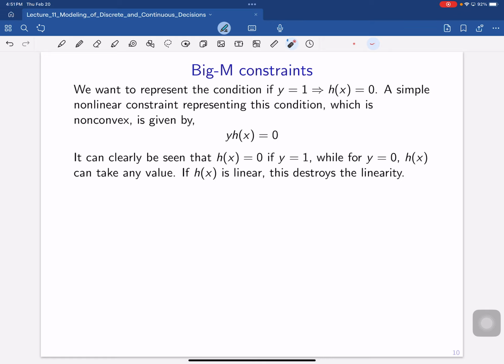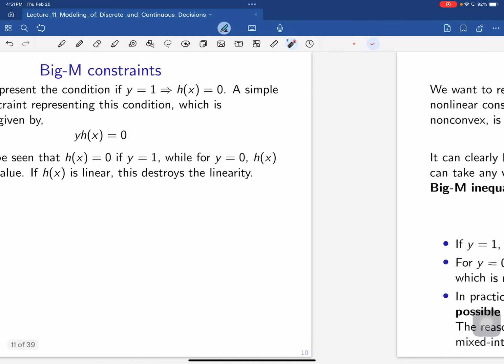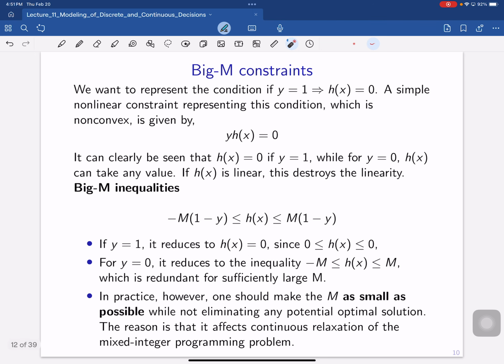Then you may ask, what would be the alternative way of formulating this problem? So that's why we need something called big M inequalities. Here, you can think about M as a very large number. How large M is, we will talk about later. So for now, let's just think about M as this big M parameter, a very large number. So we can formulate the problem in this way: minus M times (1 minus y) less than or equal to h of x less than or equal to M times (1 minus y). Okay, so let me explain that step by step.